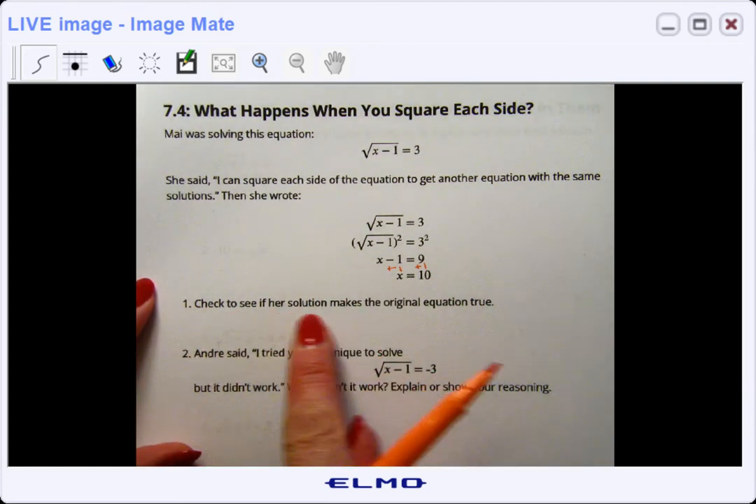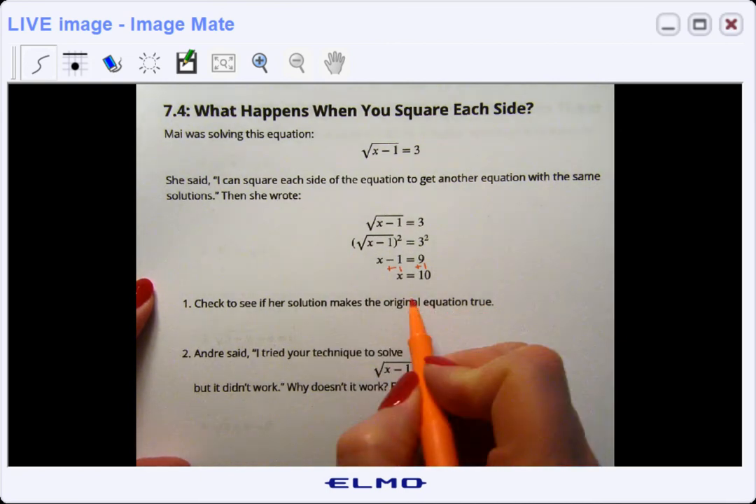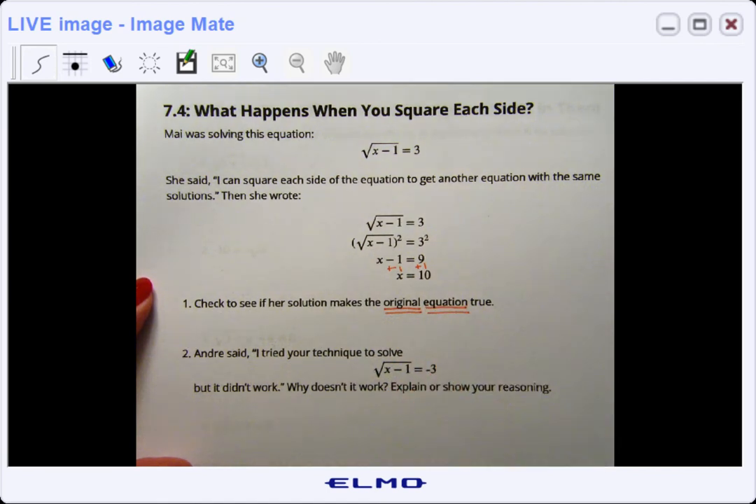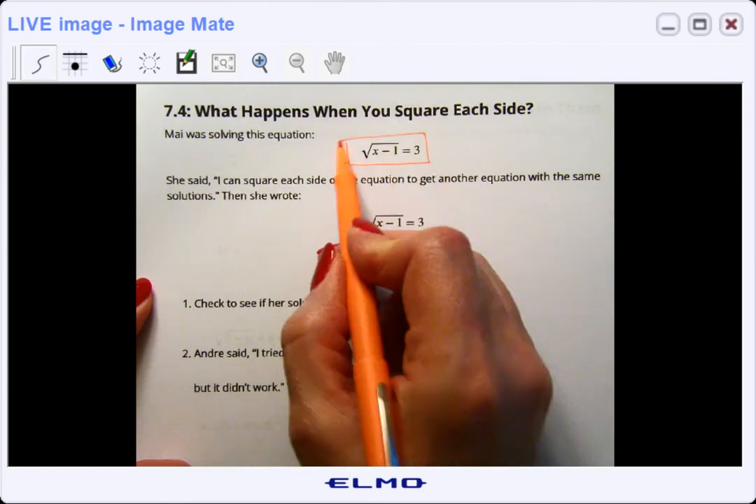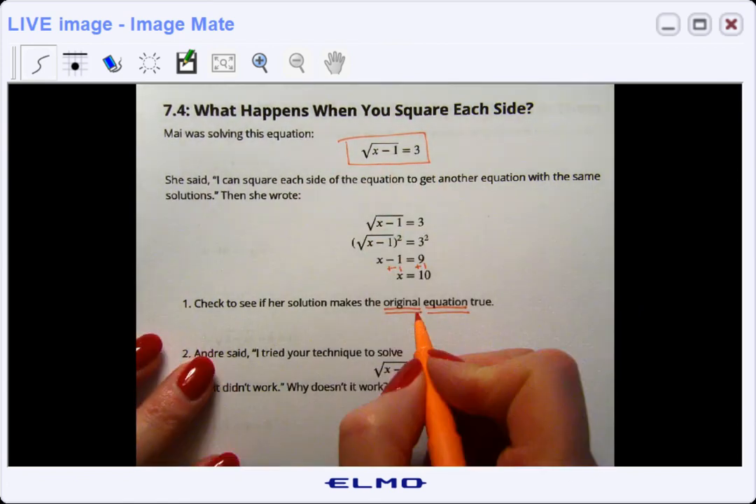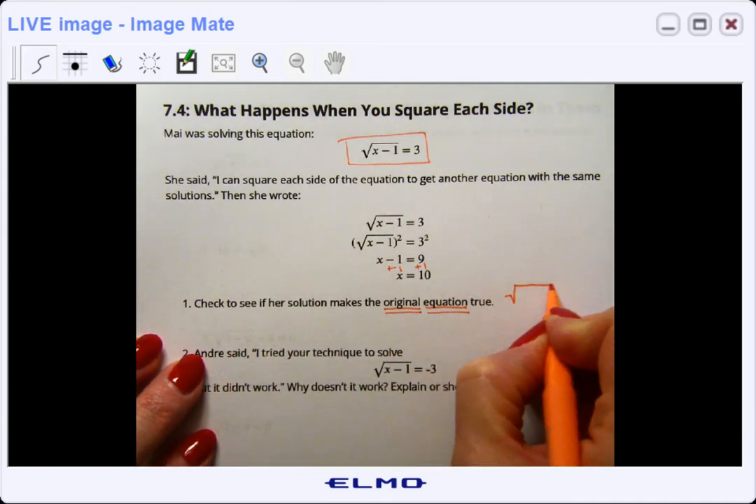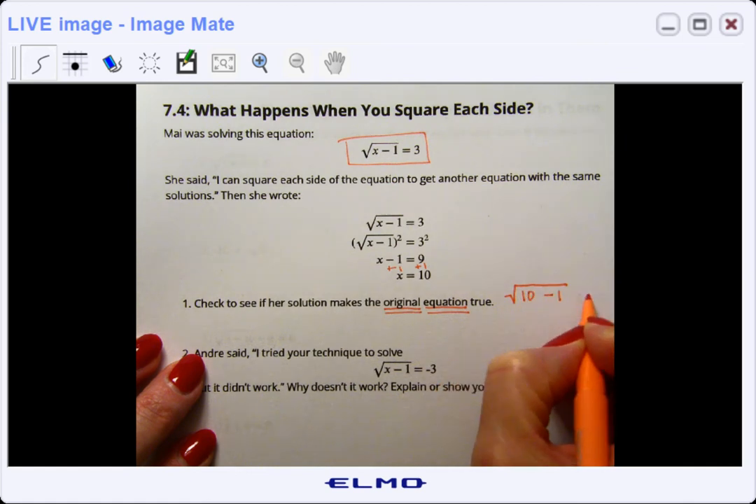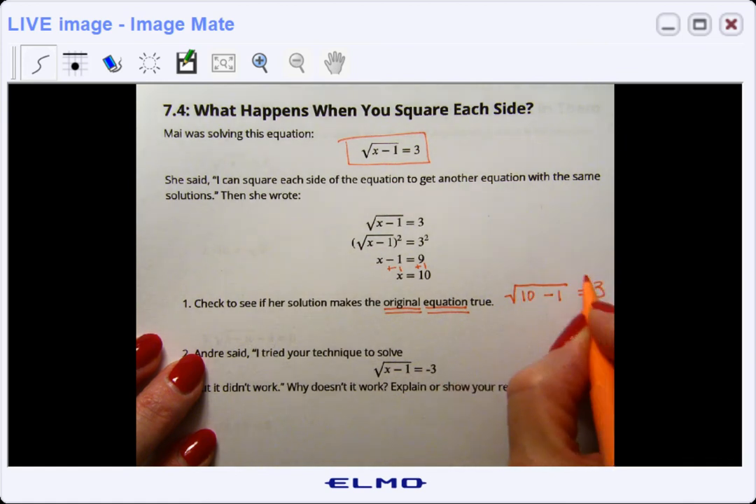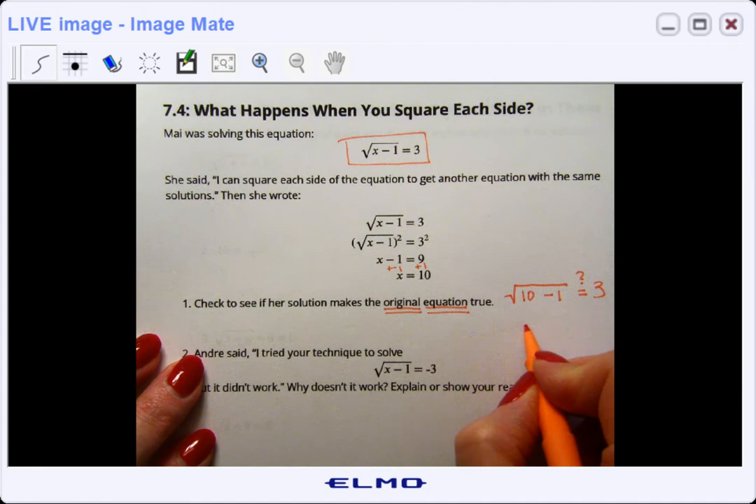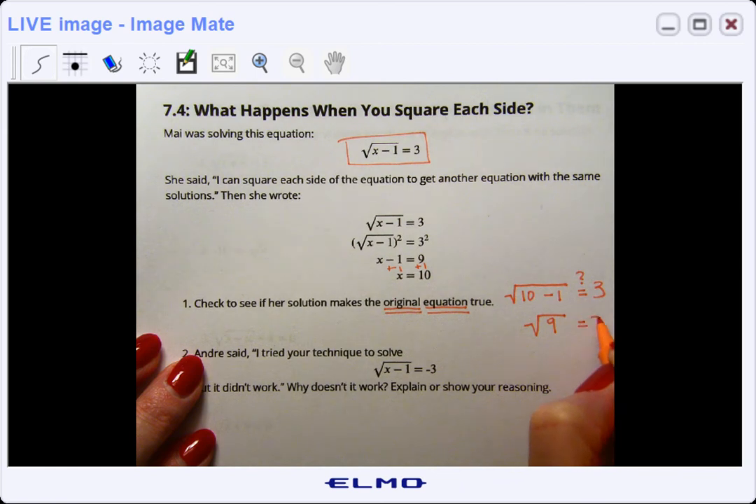We're going to check to see if her solution makes the original equation true. That's really important: when we check solutions, you always want to go back to the very original equation. So the OG, right? Right there. Okay, so if x equals 10, does the square root of 10 minus 1 equal 3? Well, 10 minus 1 is 9. So this is the square root of 9. And the square root of 9 is 3. So yep, it worked.